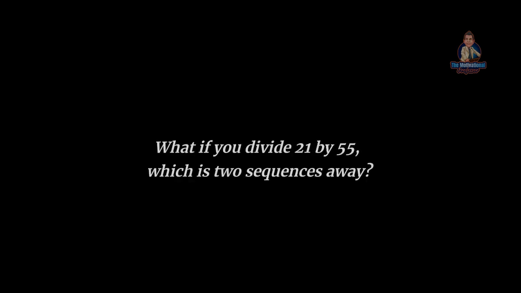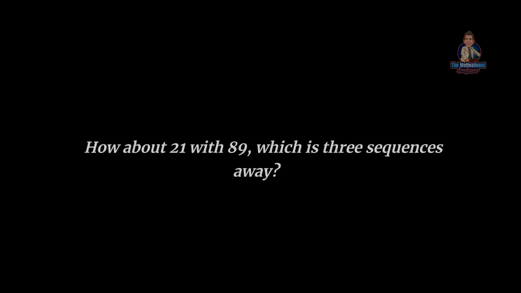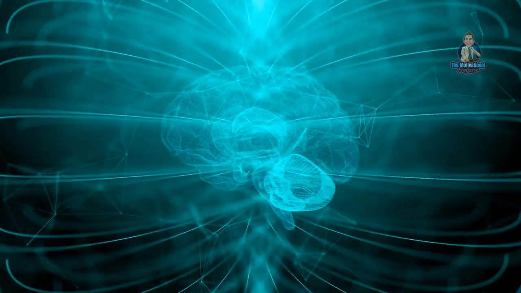0.618, 61.8%. What if you divide 21 by 55, which is 2 sequences away? 0.382, 38.2%. How about 21 by 89, which is 3 sequences away? 0.236, 23.6%. That makes more sense, right?